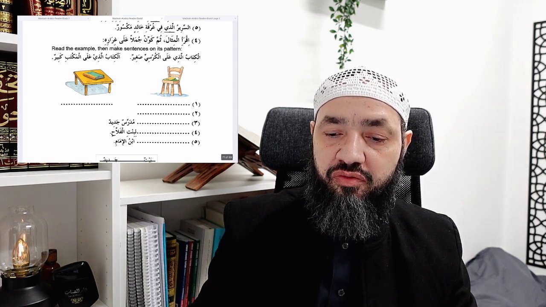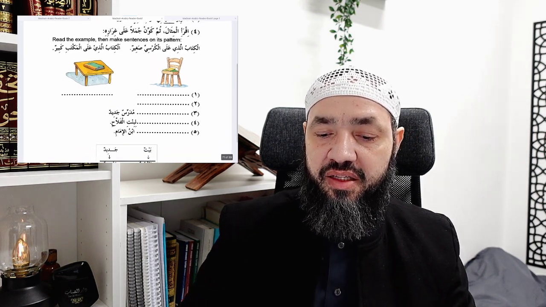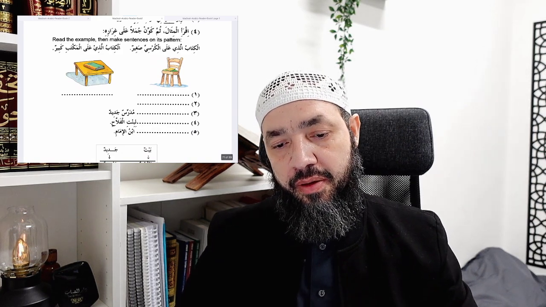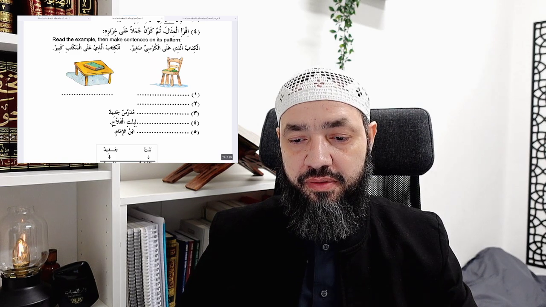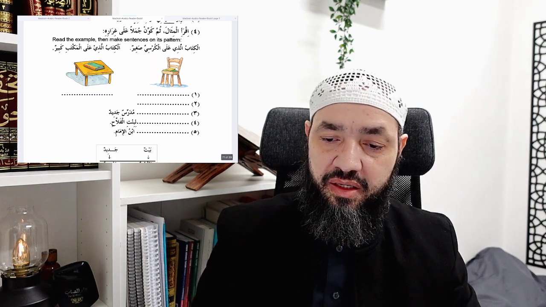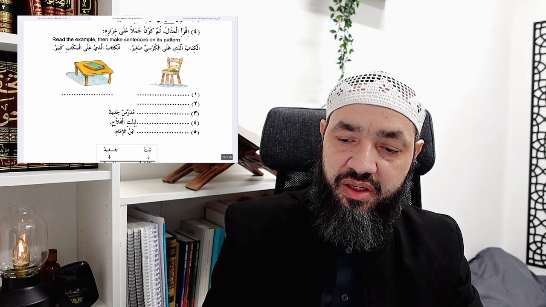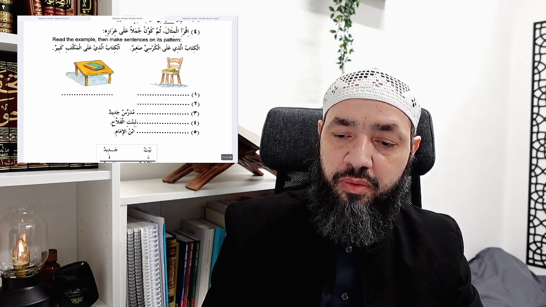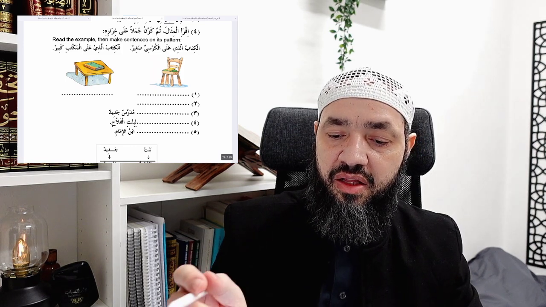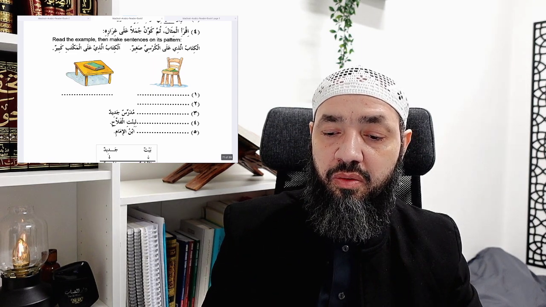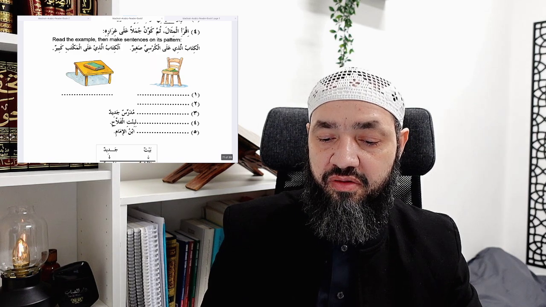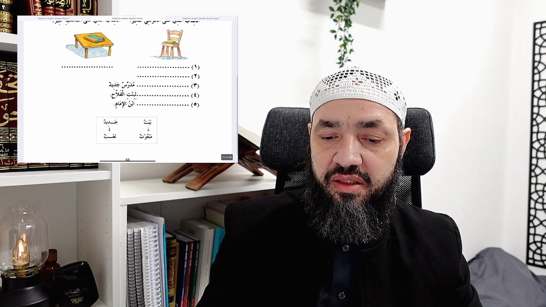It's asking you to read the example and make sentences on the same pattern. What's the pattern here? You have Al-Kitabu Saghirun, the book is small. What book? Alladhi ala al-kursi, the one which is on the chair. Al-Kitabu Kabirun, the book is big. What one? Alladhi ala al-maktabi. Right? It's asking you to make sentences with the two.